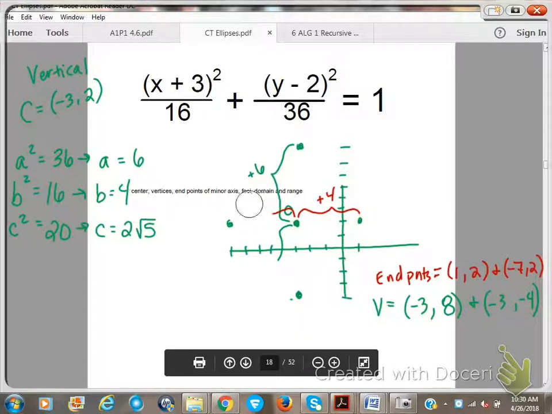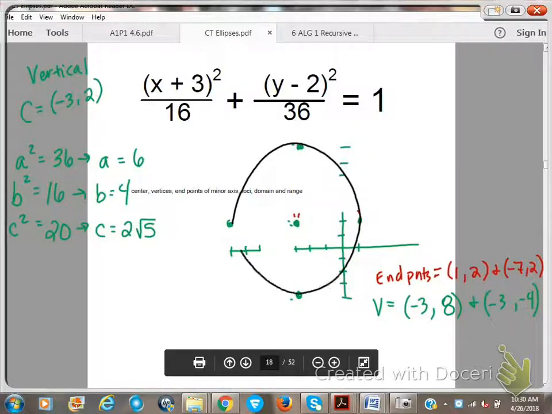And yes, we still need to do the foci. Trying to erase without erasing the good stuff, my points. Oh, this is going to be tricky. All right, so. There we go. All right. Now for your foci, we add it to the center. Will it change the x or the y on our center? The y. The y, very good. Okay, so for our foci, we're going to say that it's still at -3, but then 2 plus or minus 2 square root of 5.